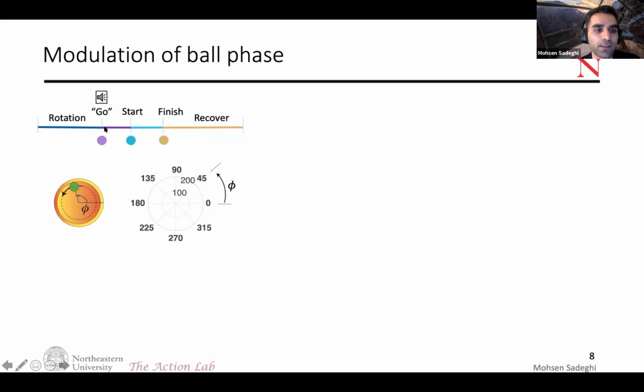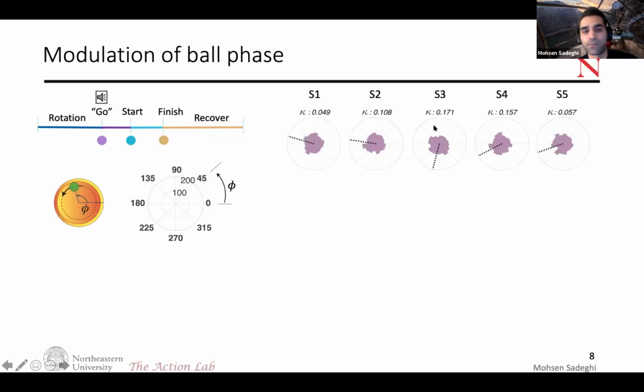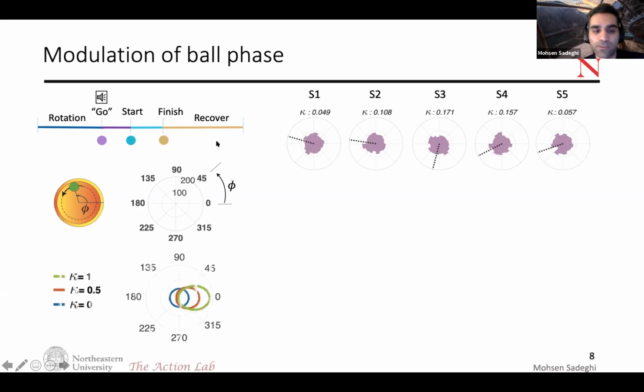We can start with the phase of the ball at the go signal, and we plot the histogram of that. We find a fairly uniform distribution of all the angles across all the trials. This is not really surprising, because at the go signal subjects are not expecting the go signal, so they don't have any control over the phase of the ball. And if you fit a simple von Mises distribution to this data, we can estimate the concentration value here. It's just a little sidetrack.